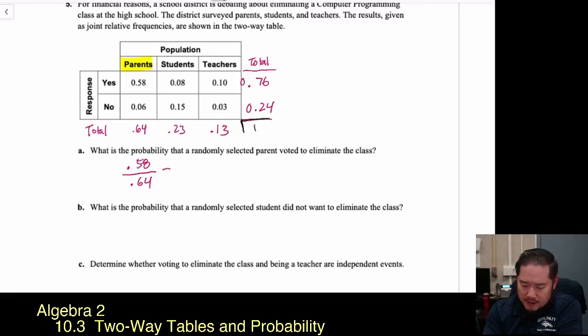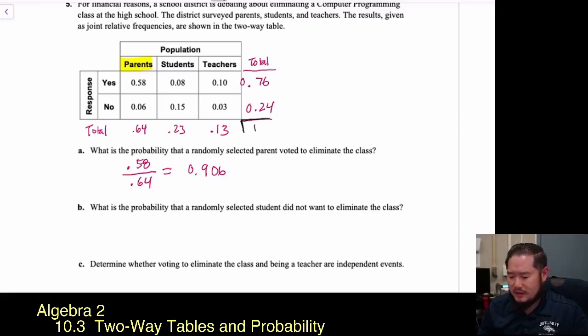So if you go ahead and divide the two, we'll end up with 0.9. Let's take it to the nearest thousandths, and 0.906, which is about 90.6%. That would be the probability of a randomly selected parent voting to eliminate the class.